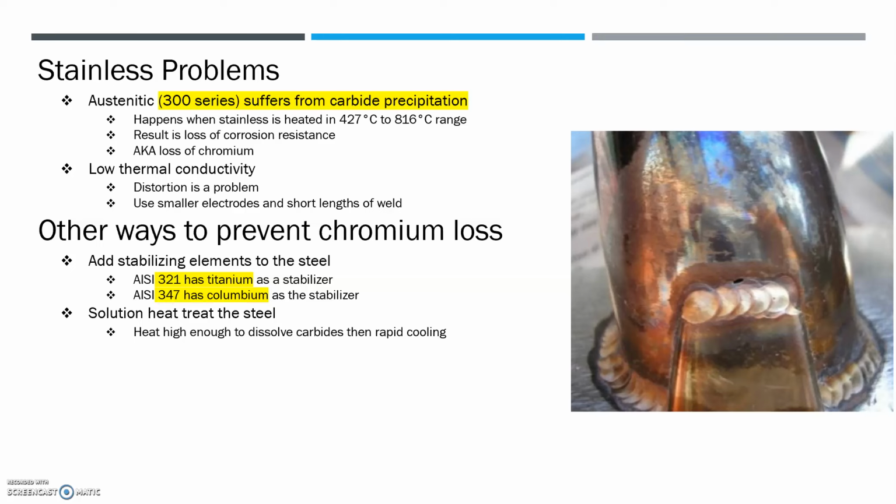Since austenitic stainless has poor thermal conductivity, it tends to distort easily. Some stabilizing elements that are used to prevent chromium loss are titanium and columbium, which are shown here. The 321 and 347 are good things to jot down because that is on your test.